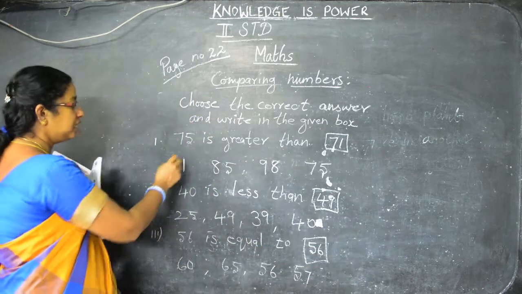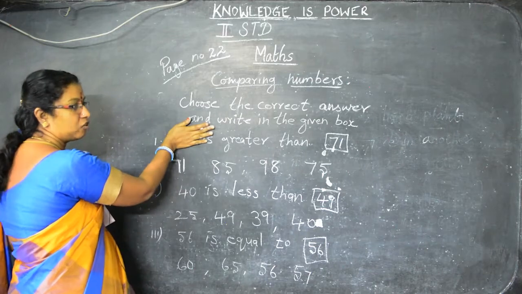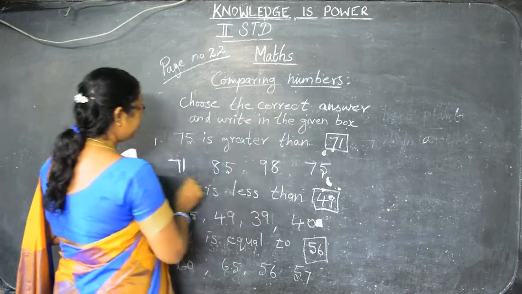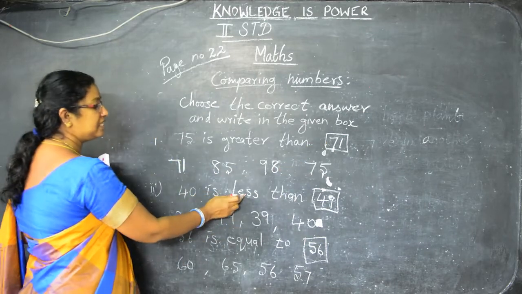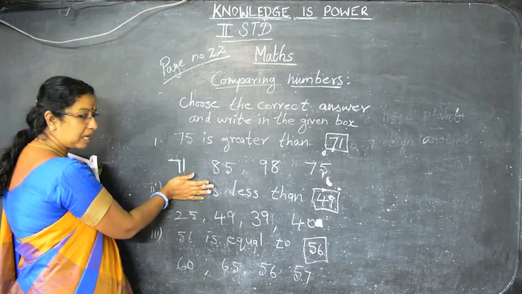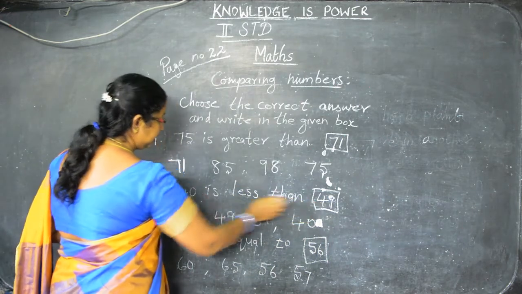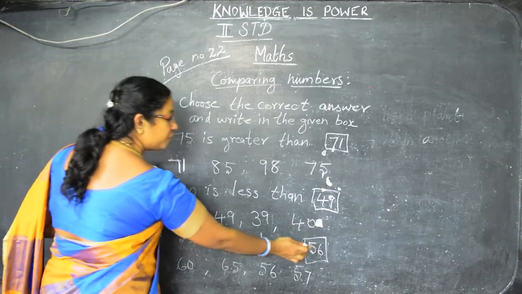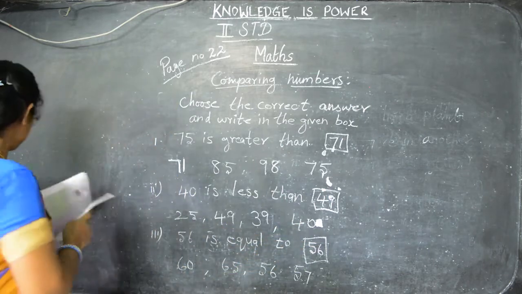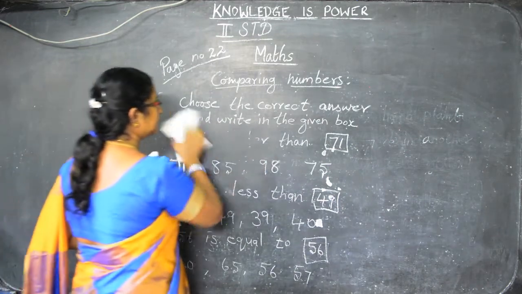Understand children? இப்போ 75 is greater. அப்போனா 75 greater-ஆ இருக்கும் நம்ம இங்கே எழுதுகிற நம்பரை விட. அப்போ what will be the option will come? 71. Then 40 is less. 40 வந்து lessனா கம்மியாக இருக்கணும். அப்போ here 49. This number is greater. Then this one is less. Then 56 is equal to 56. Same number only will come. Understand children? Next.